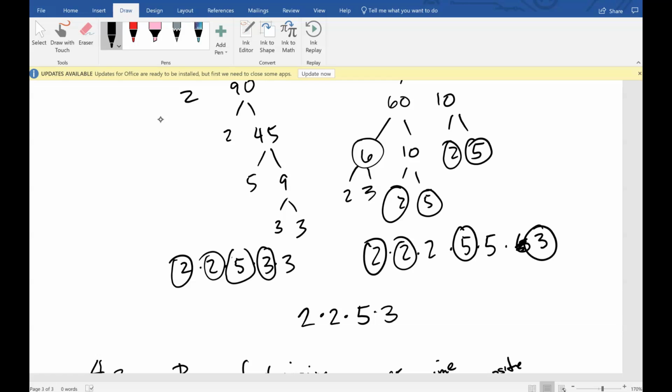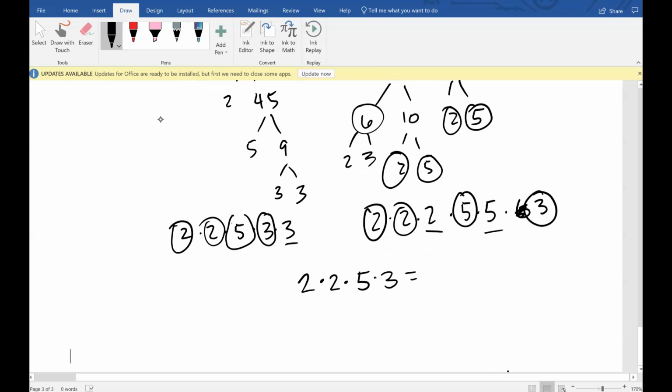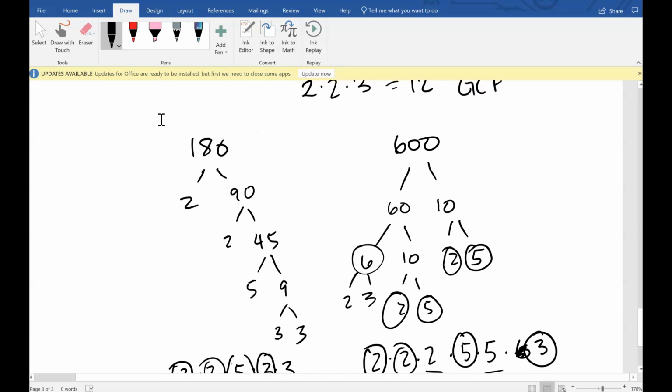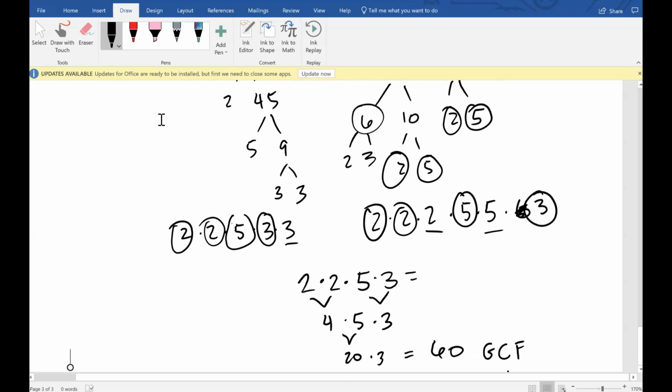Now the rest of the numbers are not duplicates, so we can't write any more numbers. So to get the greatest common factor, we're just going to multiply. You can go 4 times 5 times 3, which is 20 times 3, which is 60. So 60 is the greatest common factor of these two numbers above. So 60 goes into 180 and 60 goes into 600. Okay? And 60 is the biggest number that goes into both of them.